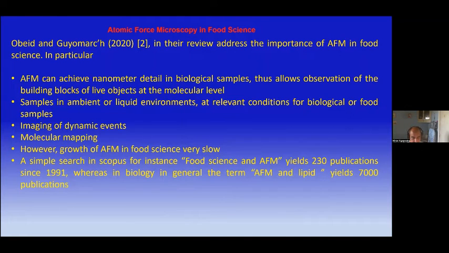However, as I said at the beginning of my talk, growth of AFM in food science is very slow. For instance, a simple search in Scopus of the term food science and AFM yields 230 publications since 1991, whereas AFM in biology, for example, AFM and lipids, yields 7,000 publications.